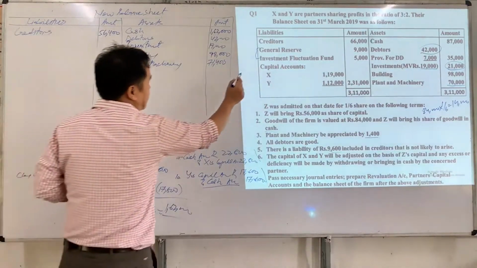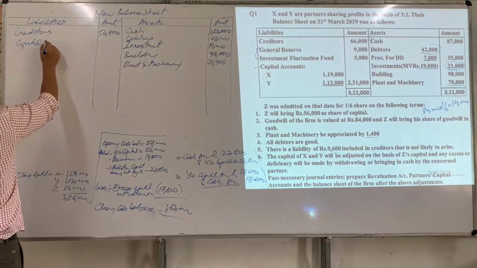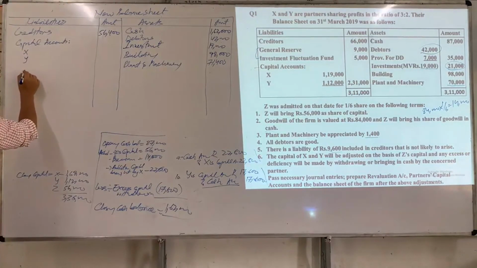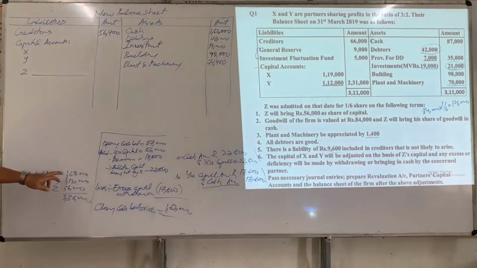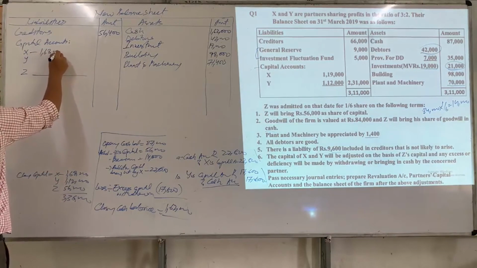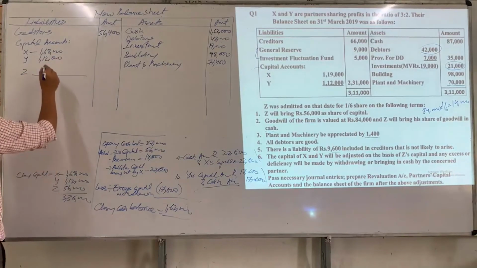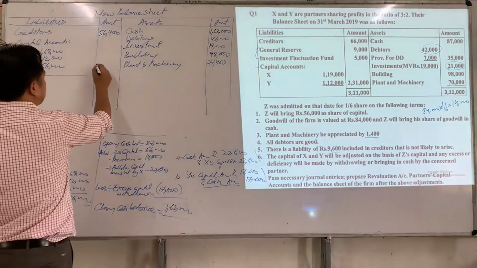Okay, and the next item is capital accounts, X, Y, and Z. Here the closing capital of X, Y, Z, or I can say the new capital of X, Y, Z, is 1,68,000. So we need to write this 1,68,000, and 1,12,000, and the last one is 56,000. In total, how much did we get? 3,36,000.